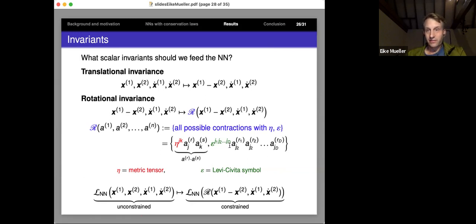Okay, so that's really all I do. I take my inputs, I first construct this quantity here, and then I construct all possible contractions, and that's then my symmetry enforcing layer. So I reduce it to these features, if you want to call it that.